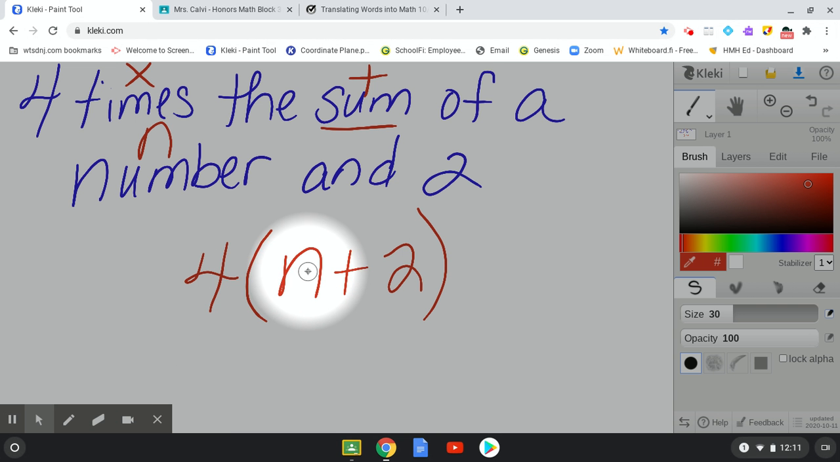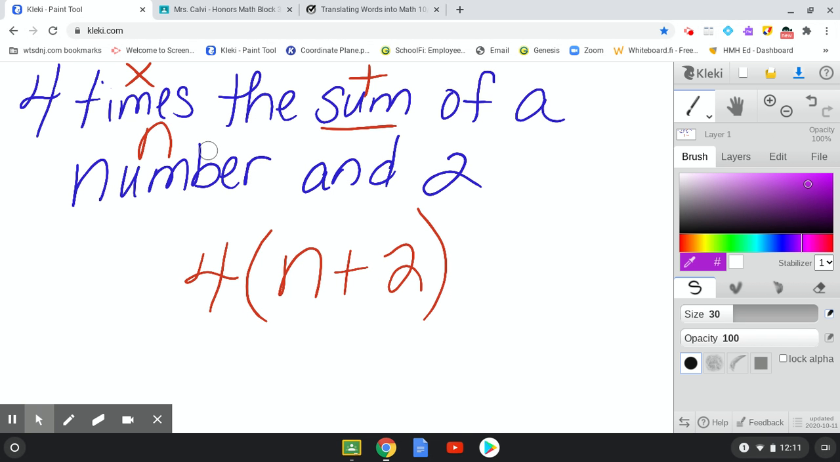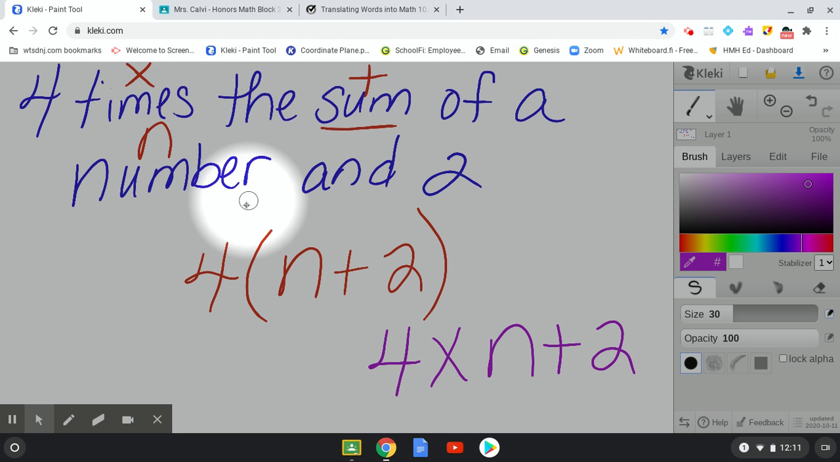Now, as you saw, I put the sum of a number and 2 in parentheses. You do not want to skip this. So you do not want to write 4 times n plus 2, okay? So it's saying it's the sum of something else. That has to go in parentheses because we are multiplying it by the 4. If we were to solve this in the future, we would get a different answer if it was written this way and written this way. Okay, so 4 times the sum of a number and 2. This has to go inside of parentheses.